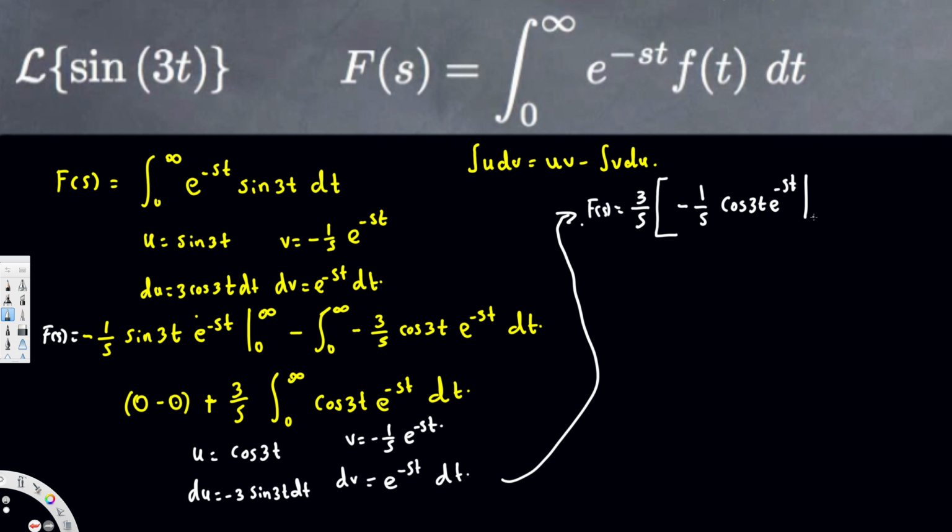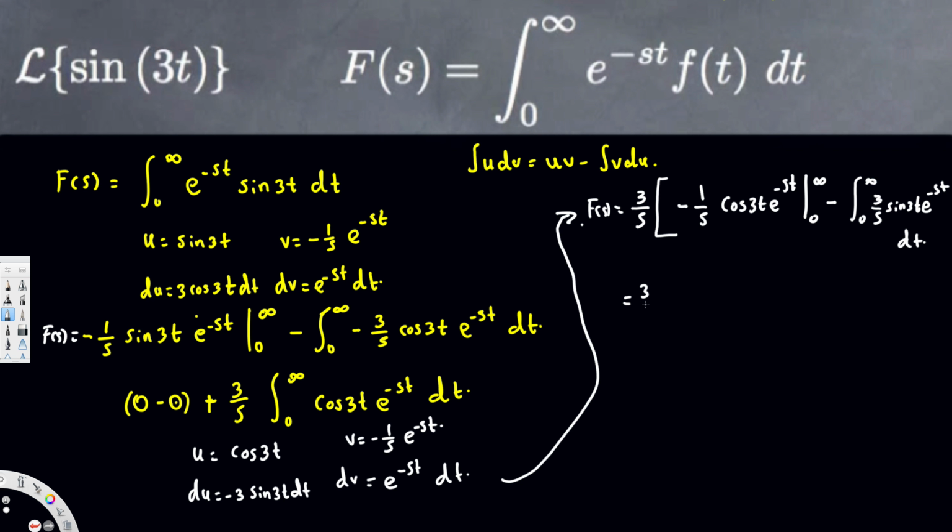Then this is going from 0 to infinity, then minus, we are going to have the integral of v du, so this is going to be the integral from 0 to infinity. In our case, v is negative 1 over s e power negative st, and then du is negative 3 sine 3t dt. Negative negative is going to become positive when we multiply, so this is going to become 3 over s, then we have sine 3t and also e power negative st dt. Okay, now let's try to simplify this one.